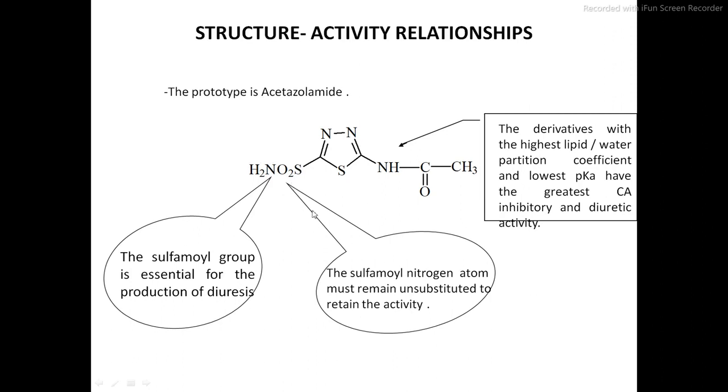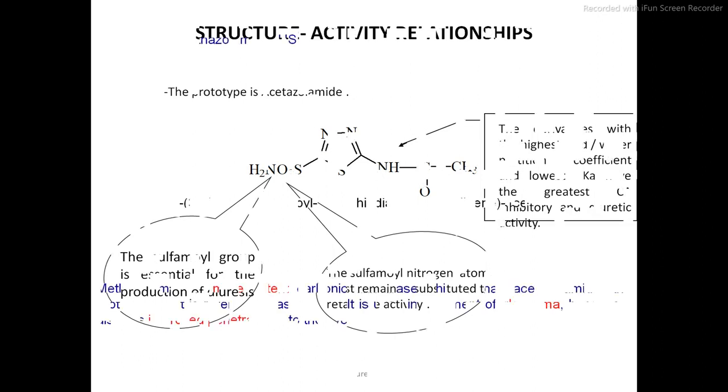Then the second point is the sulfonyl nitrogen atom. It must remain unsubstituted to retain the activity. If we substitute this nitrogen with bulky alkyl groups, then the activity is decreased or diminished. So this nitrogen should be unsubstituted to show the activity. Then the derivative with the highest lipid or water partition coefficient and the lowest pKa has the greatest carbonic anhydrase inhibitory and diuretic activity, right? So these are the SAR points of the heterocyclic sulfonamides.